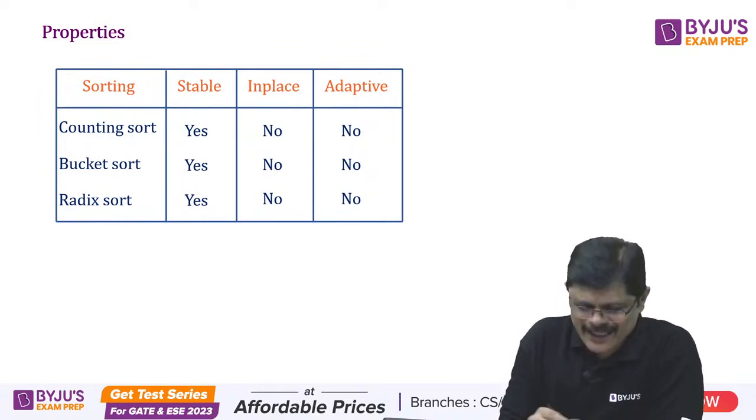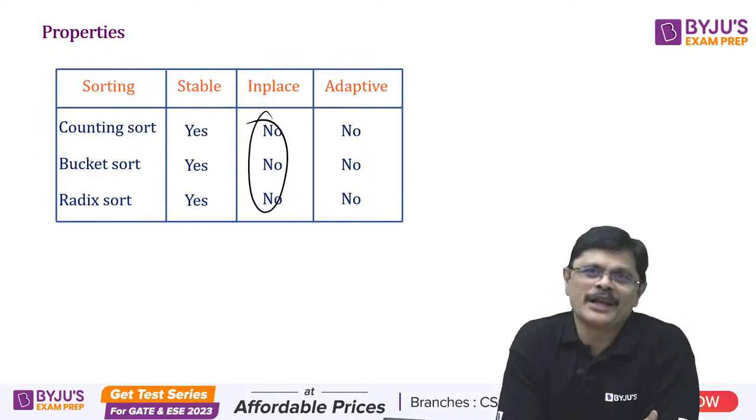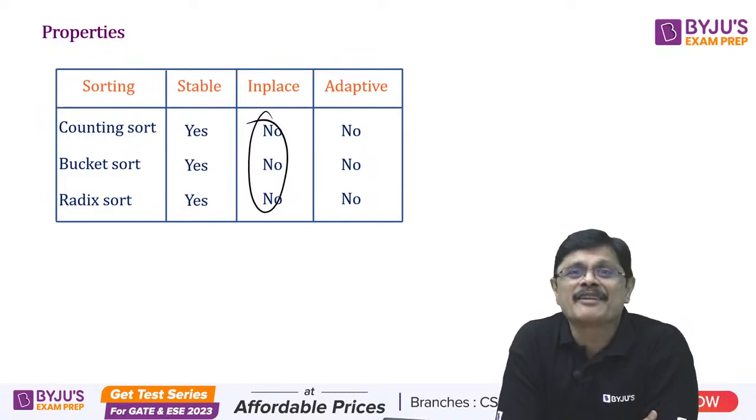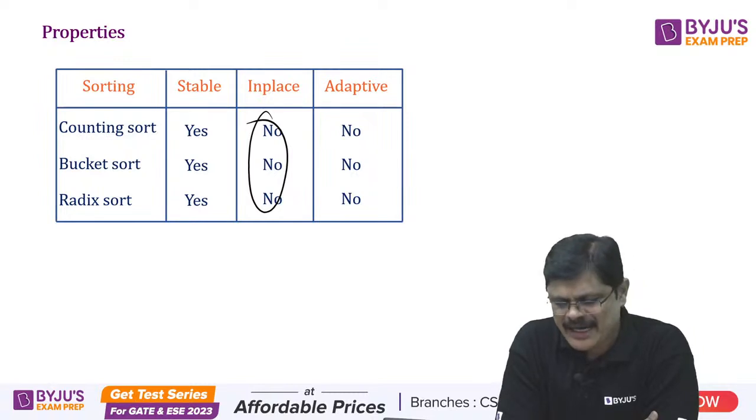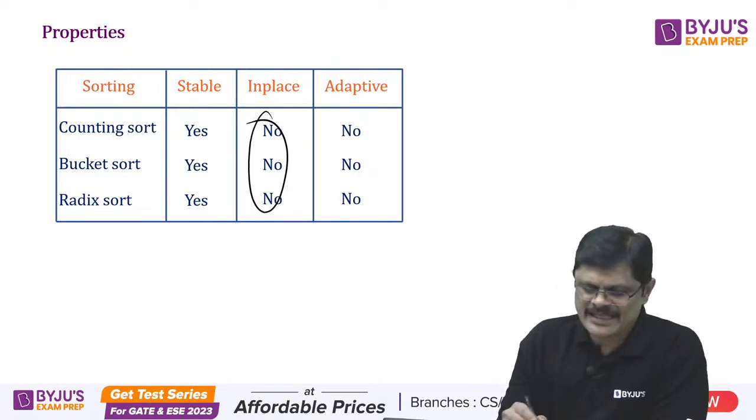In place, no, because that is the main problem. Index based algorithms are not in place. They require an additional array for sorting your array, my dear friends. Adaptive, they are not adaptive, my dear friends. All these index based algorithms face these two natures.